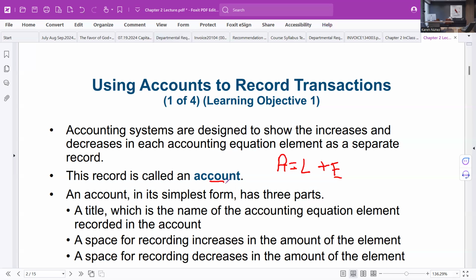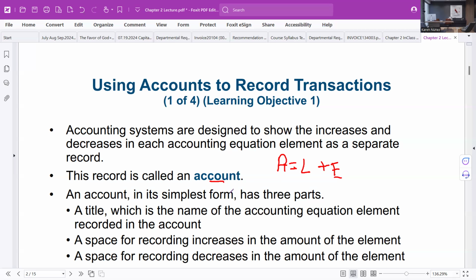So for example, we have cash, right? We've got an account for cash. We have supplies. We're going to have an account for supplies. We have land. We'll have an account for land. We have accounts payable. We'll have an account for accounts payable. We have common stock. We'll have an account for common stock. Every item that makes up these elements in the accounting equation will have an account to represent it.